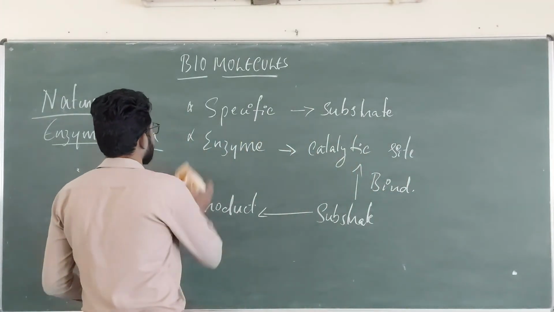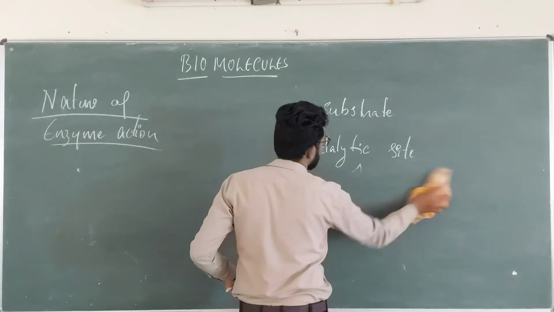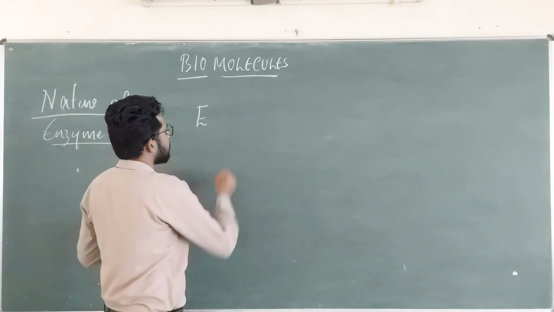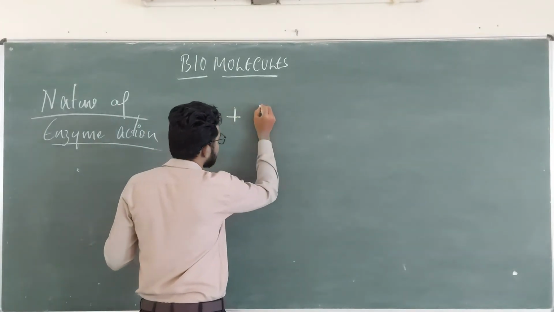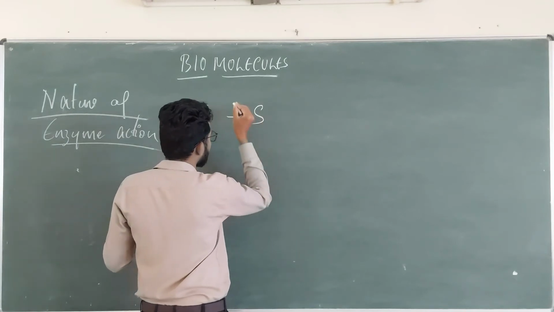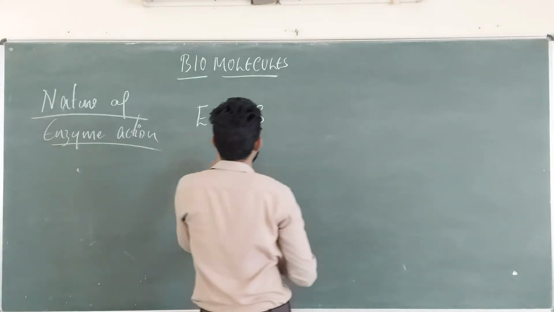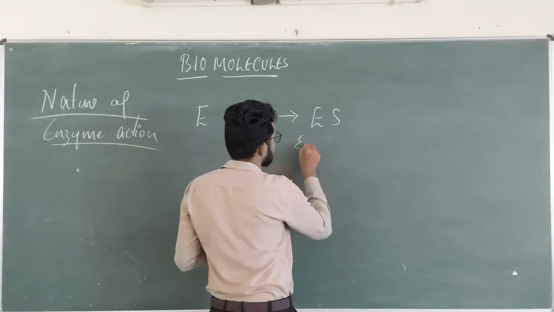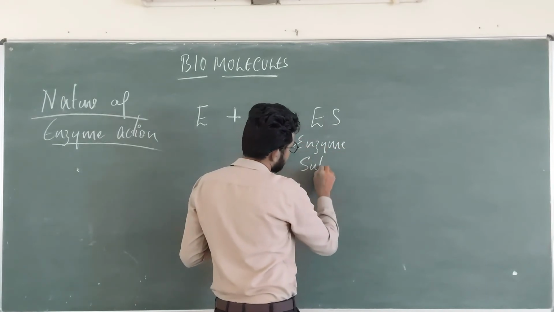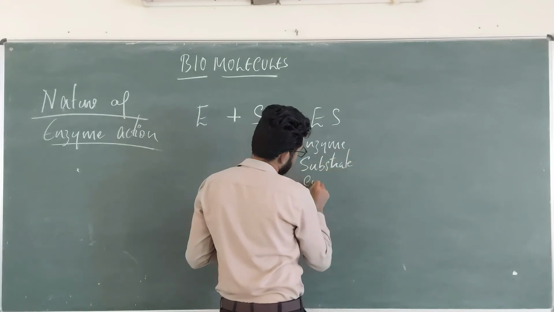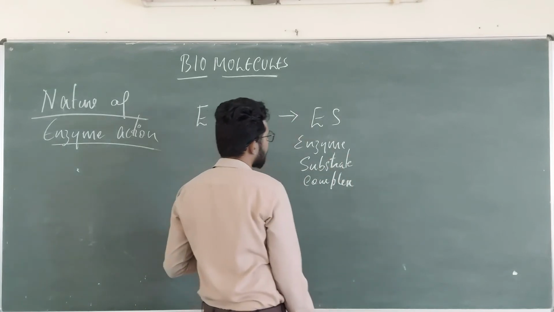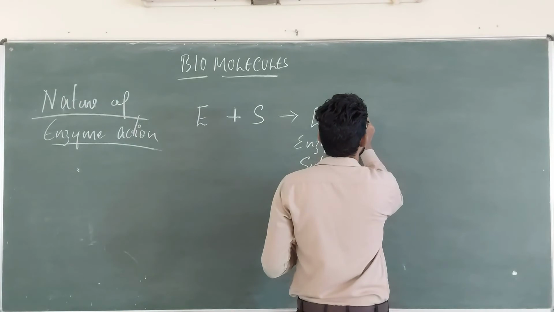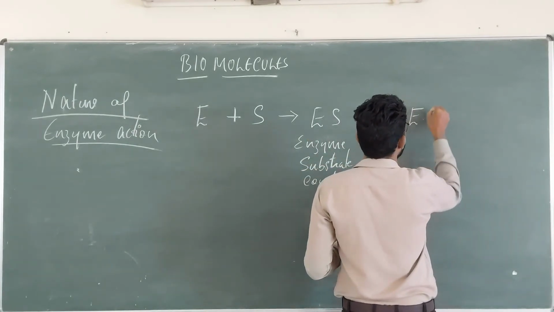As you know, dear students, the enzyme will be having a catalytic site where the substrate is going to bind. See, this is an enzyme. When the substrate binds to the catalytic site of an enzyme, a complex will be formed, like this. Enzyme substrate complex. When the enzyme substrate complex is formed in our body, the substrate is slowly converted into a product.